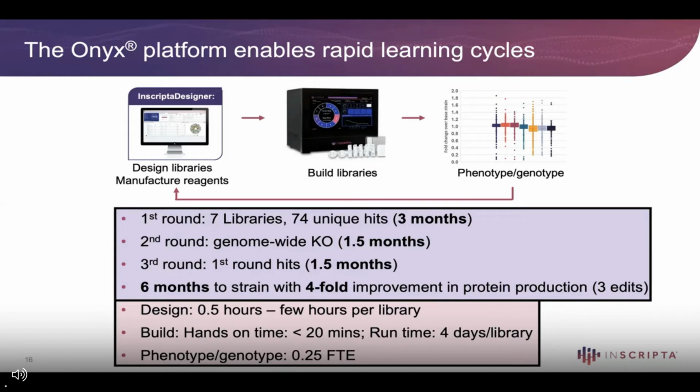One of the neat aspects of this is that although it took nearly 6 months, this was a very hands-off workflow in terms of the actual design and build of these libraries. Oftentimes the Inscripta designer is automated and fun. It's so fun to work with that it doesn't seem like hardly any time is spent at all with the designer. And then it's that push-button go to generate the actual libraries. So ultimately, this is very few FTEs to be able to get this level of improvements in this amount of time.